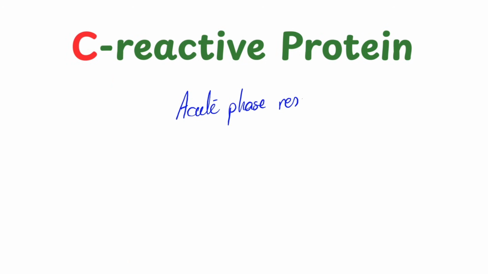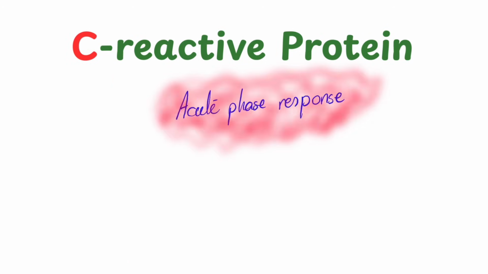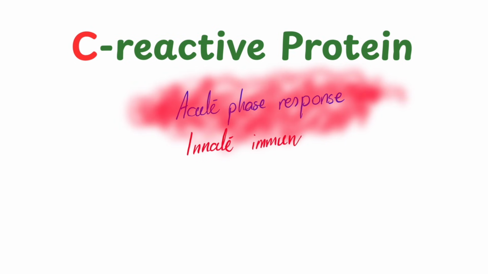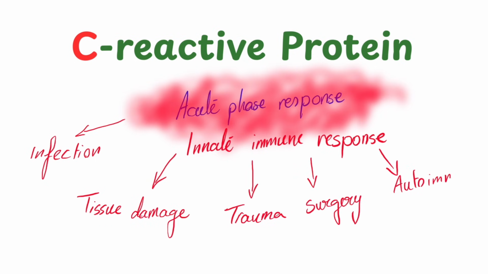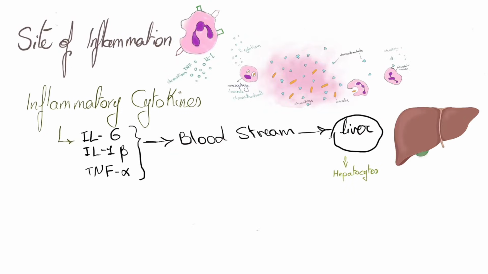CRP is an acute-phase protein, part of the body's innate immune response to inflammation or tissue injury, part of the body's cleanup response. It can increase in response to many different stimuli, for example, infection, both bacterial and viral, tissue damage, trauma, surgery, autoimmune flares, ischemia, and several other inflammatory conditions. So how exactly is it produced?